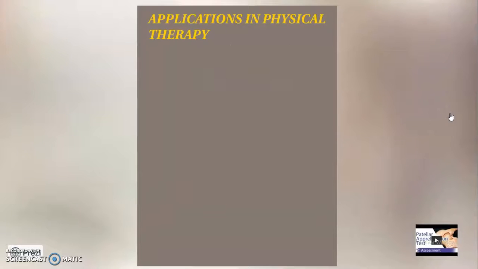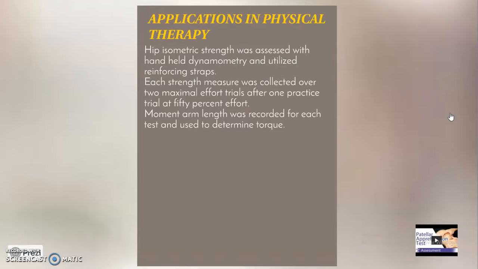Application in physical therapy. Hip isometric strength was assessed with handheld dynamometry and reinforced straps. Each strength measure was scaled to a maximum of 4 trials after one practice trial at 15%. Moment arm length was recorded for each test and used to determine torque.